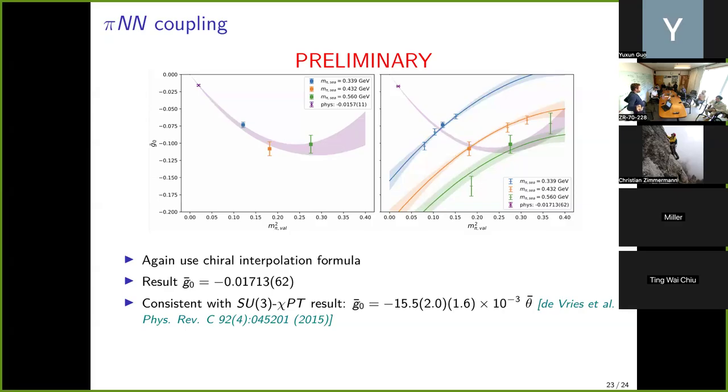Because after that slide there's only the summary, so we're already at the end. If you have further questions, we have time, I think. So this last point where you say consistent with SU(3) type. For your extrapolation expression, is that also in SU(3) or is that SU(2)?